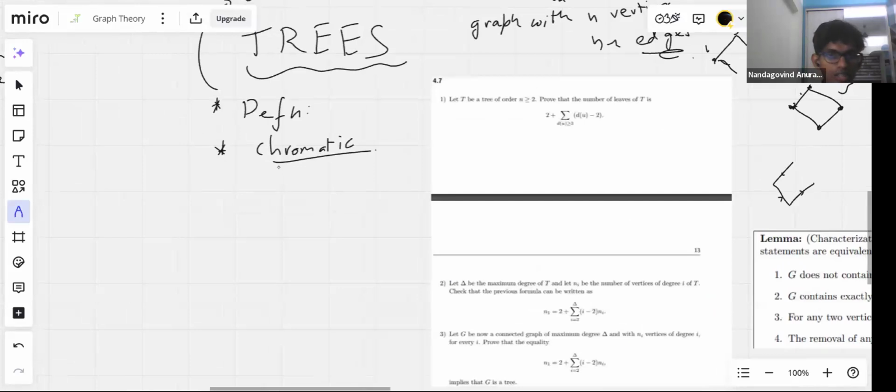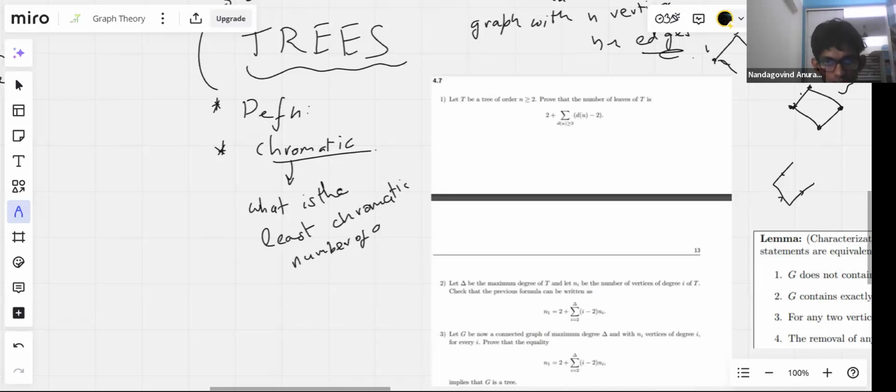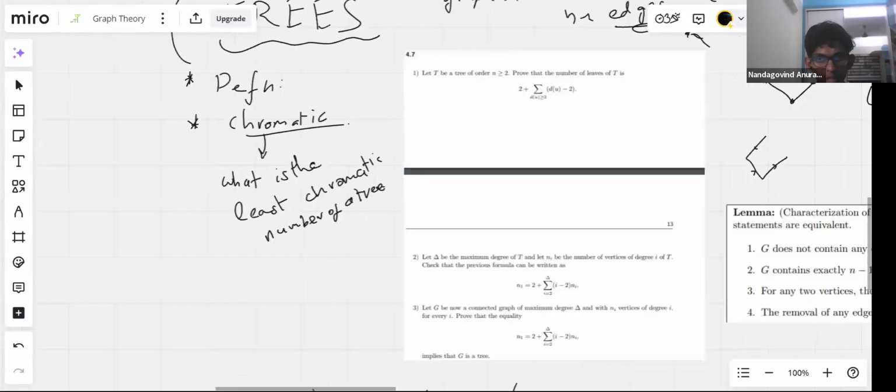So as homework problems, before I send out the problem set at least, you can take: what is the chromatic number of a tree, what is the least chromatic number. So this is the least number of colors you need to color a tree. And then you can also work on these three problems.